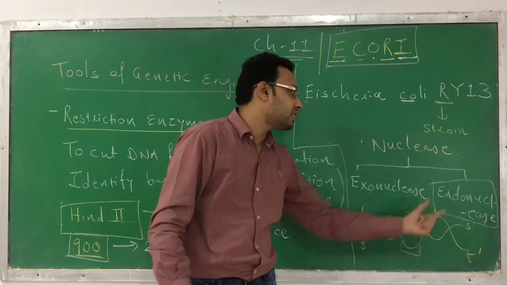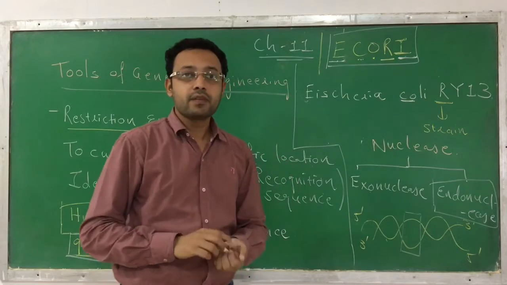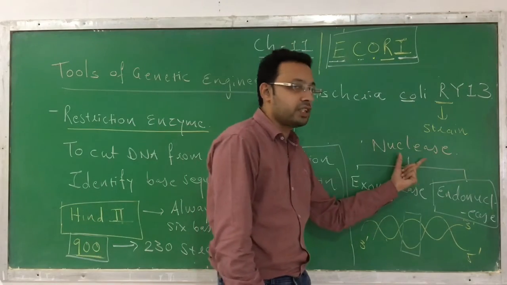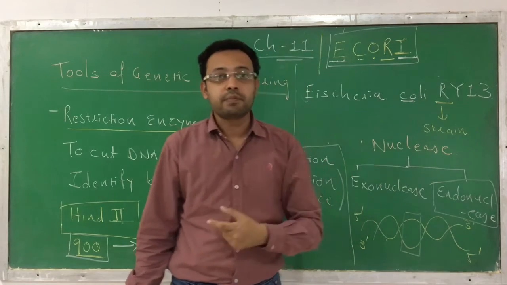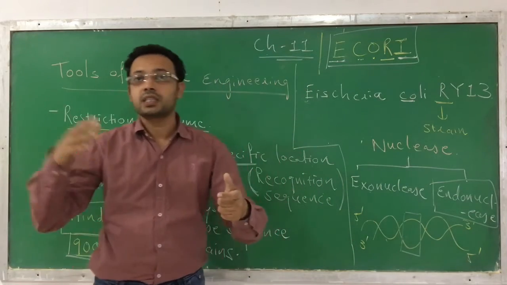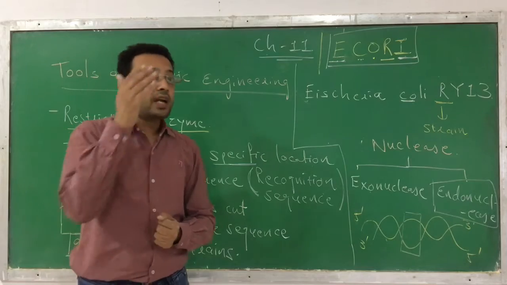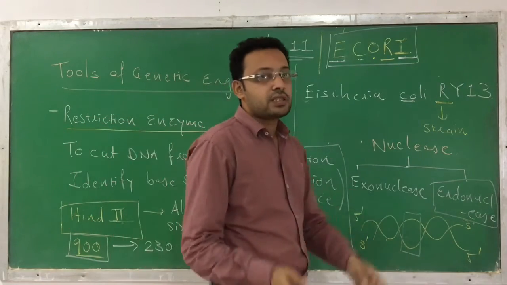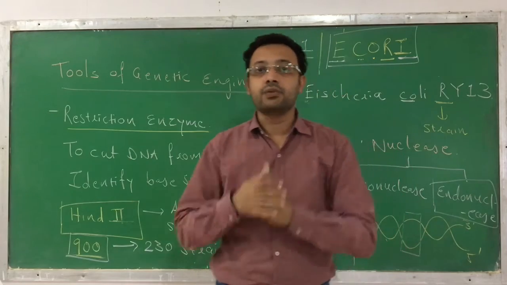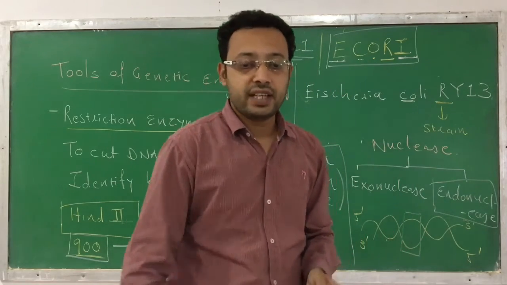Clear? So this is called an endonuclease. Okay, so what is a restriction enzyme? Restriction enzymes are of the category of nuclease enzymes. They can be of two types, exonuclease and endonuclease. Exonucleases cut the DNA from the end, and endonucleases cut the DNA within the sequences. So these are the categories of enzyme.